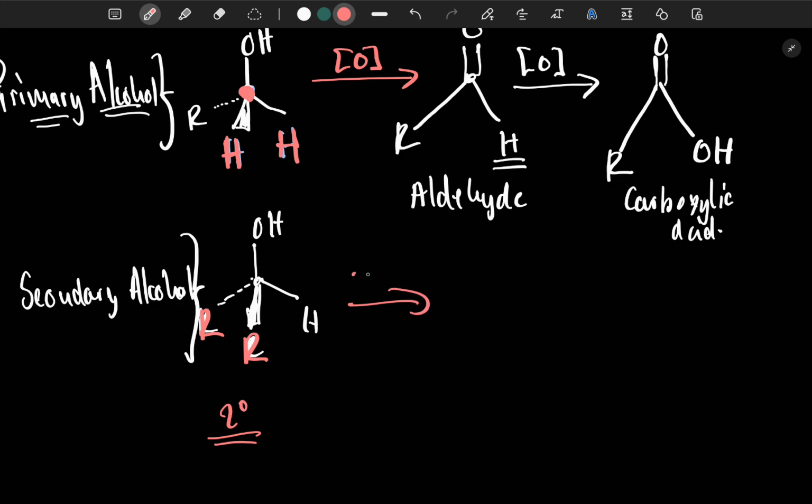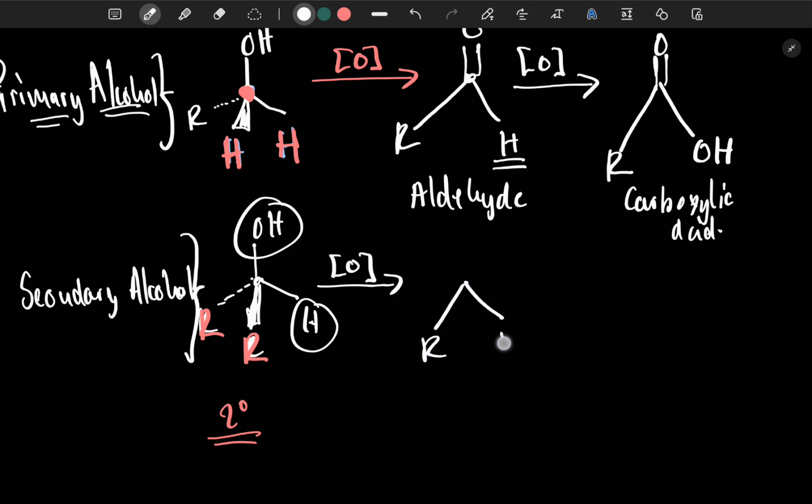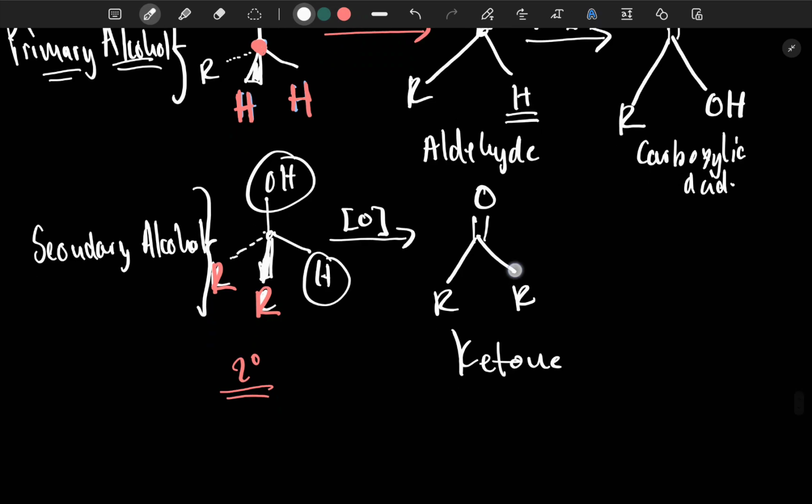If we oxidize you, then you are going to form a ketone. So what happens on the ketone? H goes, OH goes. So you're going to end up having something like this: R, then double bond O. And that's what happens. Then if you oxidize again, you get nothing. You can't oxidize beyond that. That's a ketone. And you are going to end here. It does not go on to anything.